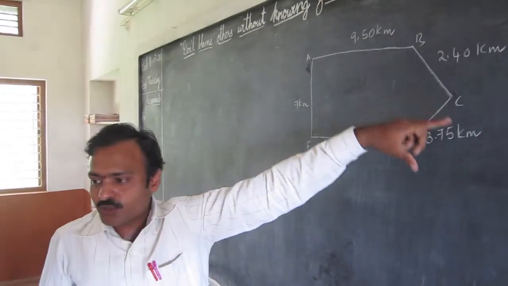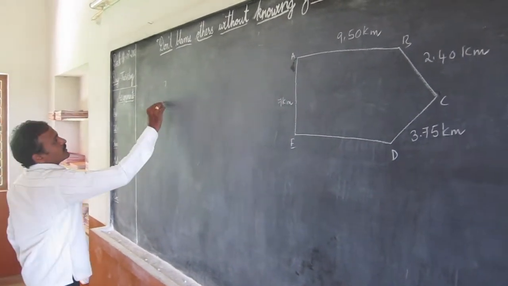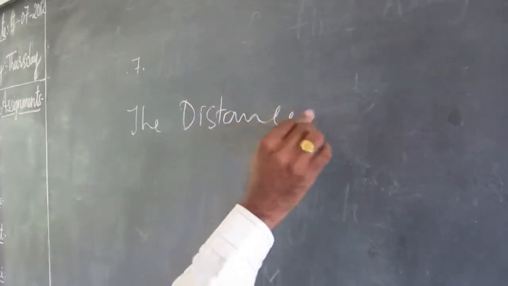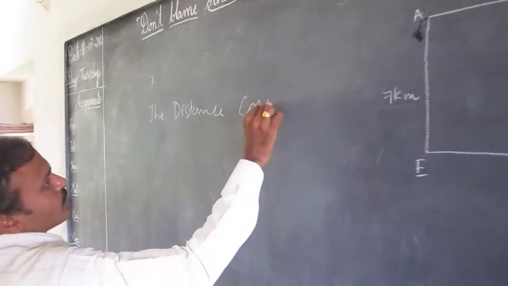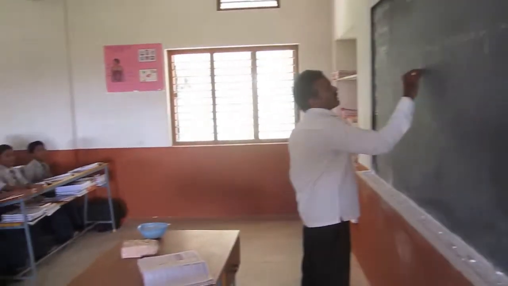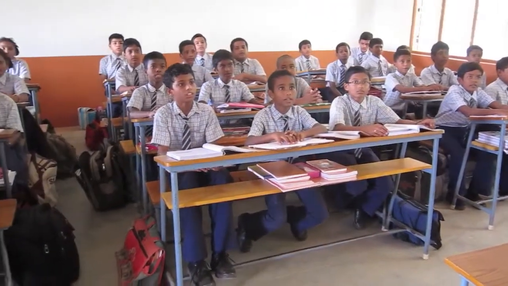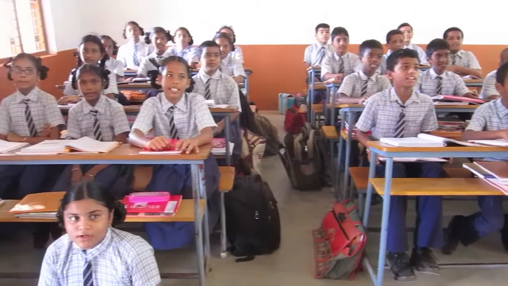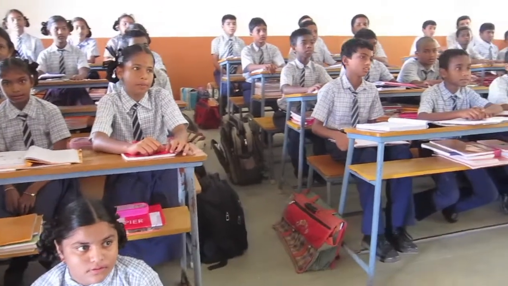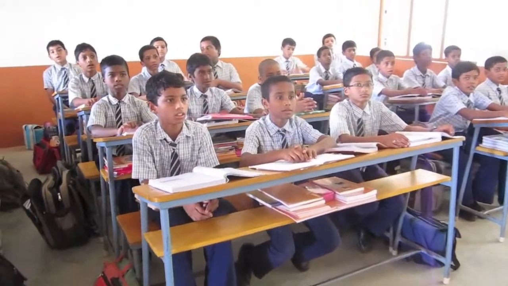A to B and B to C. So total distance? The distance covered by Aruna. How much? 9.50 kilometers. 2.40 kilometers. Okay? So total, 9.50. Here you do your number.